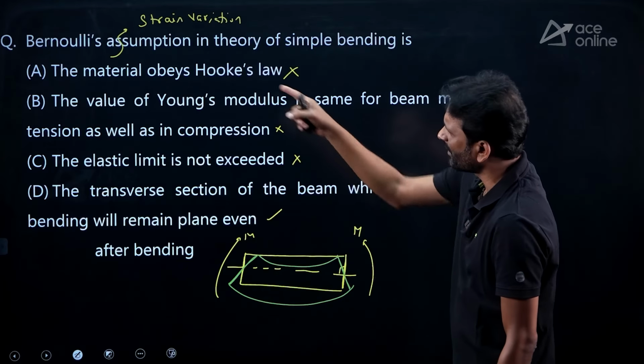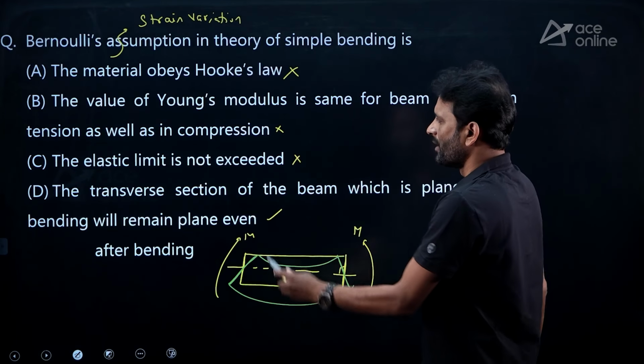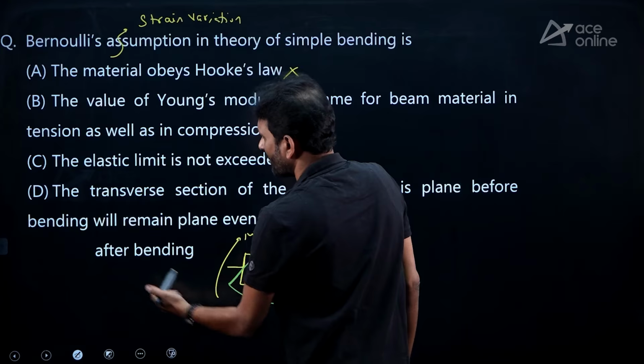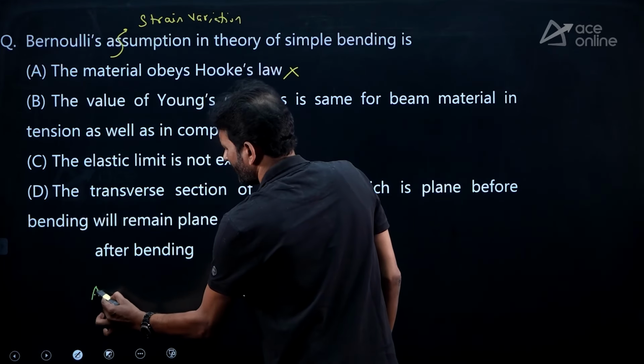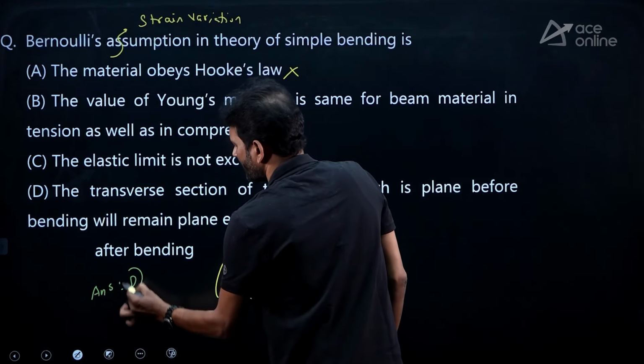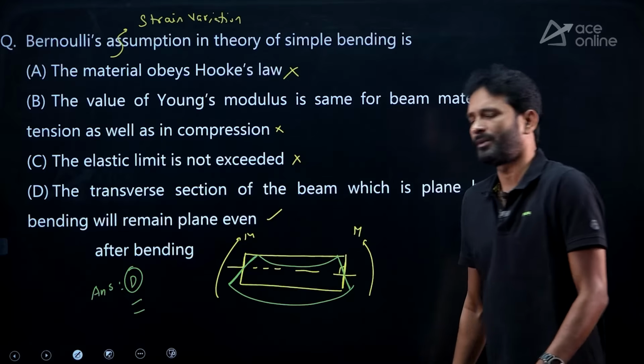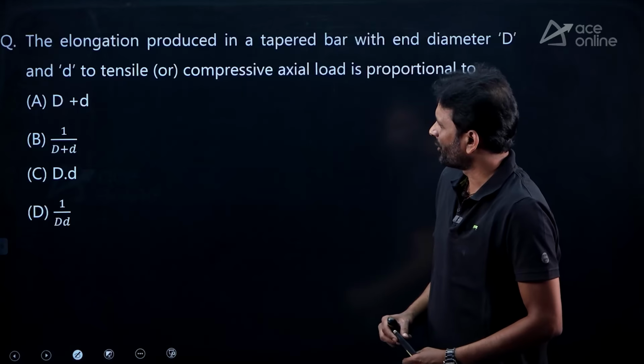Yes, this is related to the Euler-Bernoulli assumption. So, option D is correct, but here the options are missing. So, option D is correct for this one. Hope it is clear to you. Right, let's move on to another one.